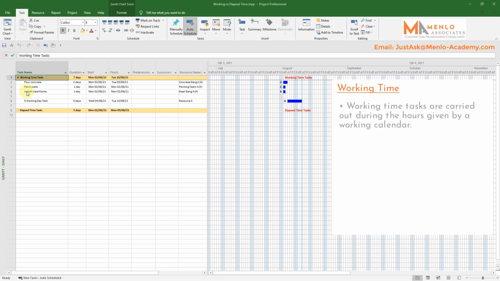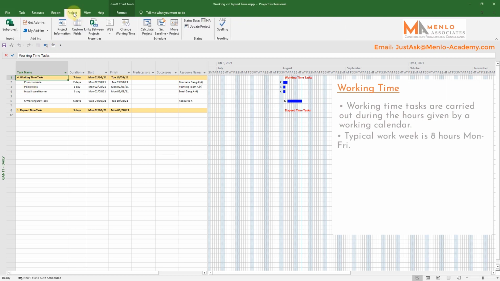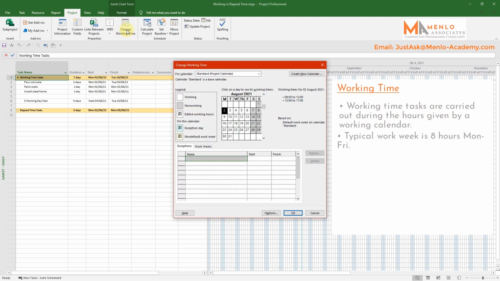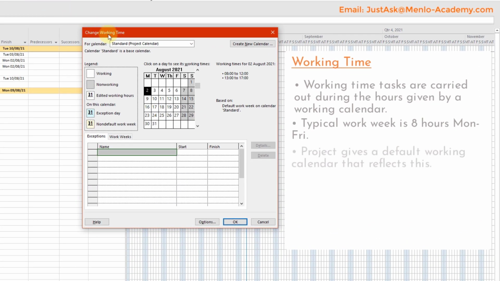To know when work is taking place, Project uses something called a working calendar. It may vary by company, but a typical example of a working time calendar would be where we've got work taking place for 8 hours a day, Monday to Friday. By default, Project reflects this with a built-in working calendar that runs Monday to Friday from 8 AM to 12 PM and then 1 PM to 5 PM. So, by default, one working day to Project is a period of 8 working hours.